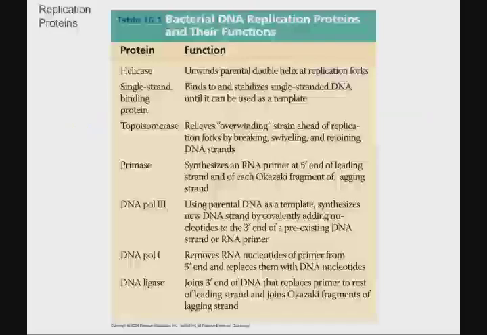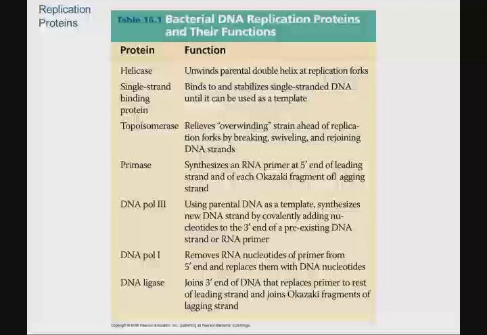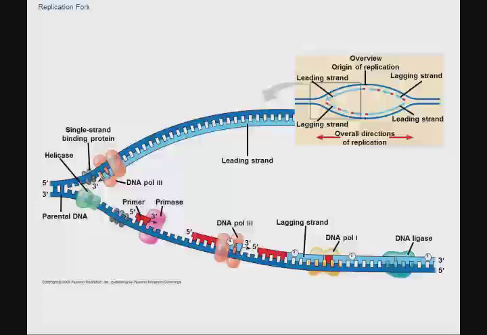Now, the players here are important to know, and this is a great chart to kind of summarize them. The helicase, single-stranded binding proteins, topoisomerase, primase, DNA polymerase 3, polymerase 1, and DNA ligase. So let's look at all those kind of in one big picture. And this is a great picture to be able to kind of reproduce if you truly understand all the players that come with DNA replication.